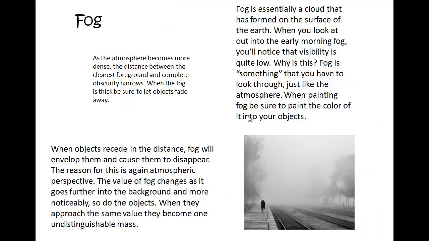And then we'll quickly wrap up with fog. Fog is just another cloud settled on the Earth's surface. As objects recede in the distance, they will disappear into the fog because they are approaching the same values.